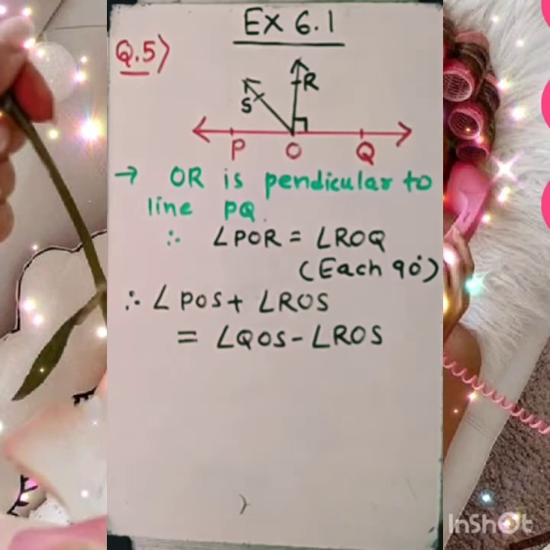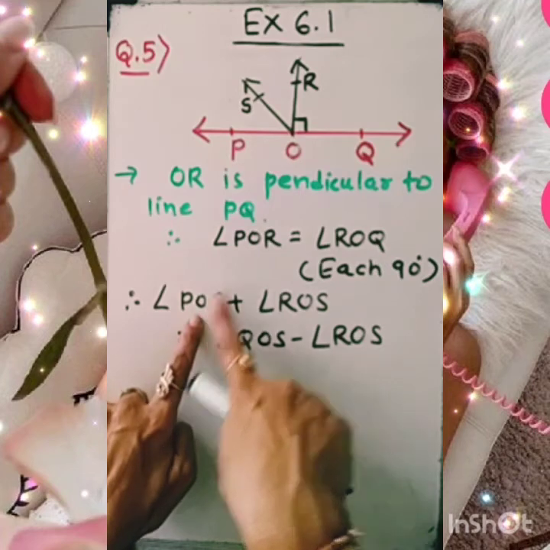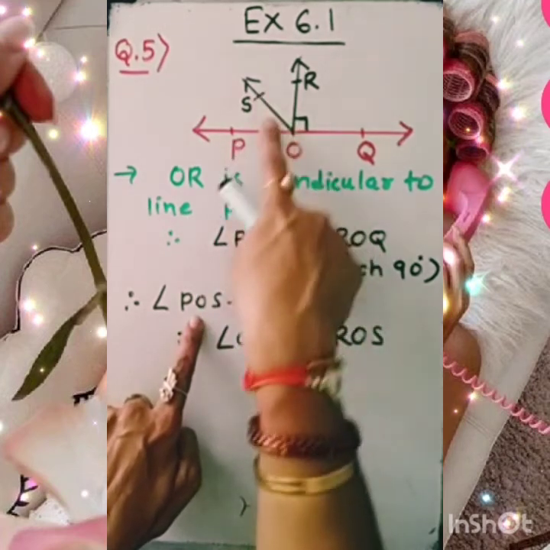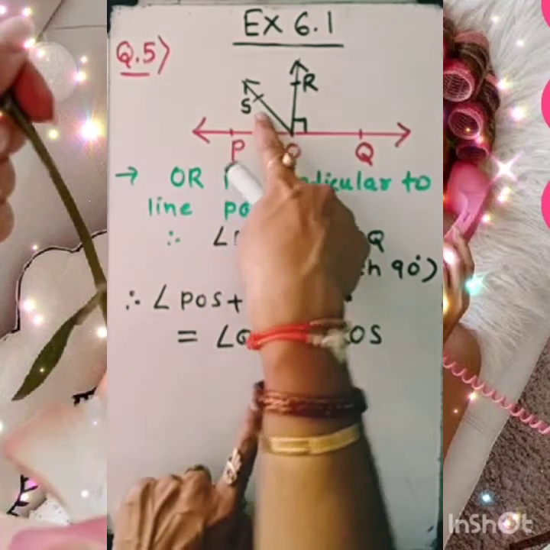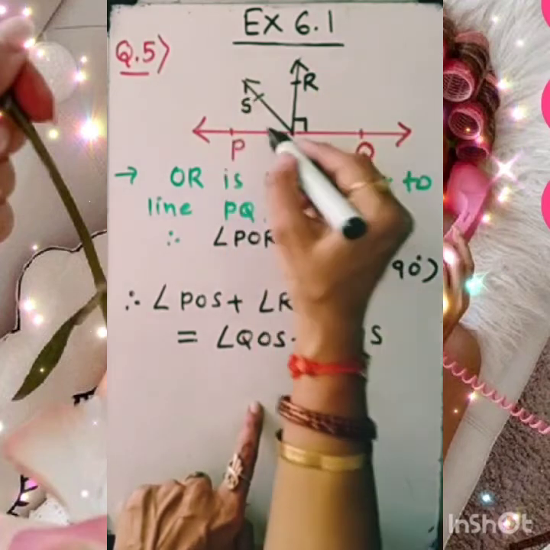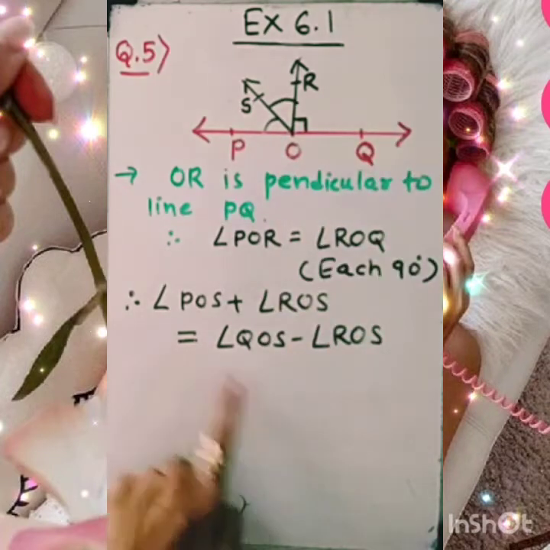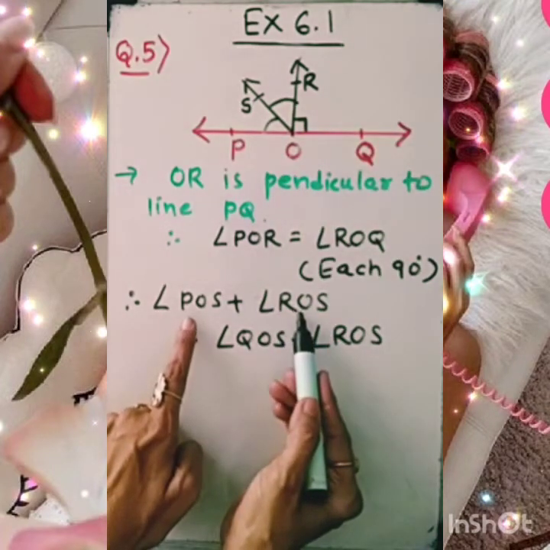What I have done, just see, nothing I did here. Angle ROS, you can find here angle POS. First think about this angle, POS, plus angle ROS. ROS means this angle and this angle, 90 degree. The result of this is also 90 degree.